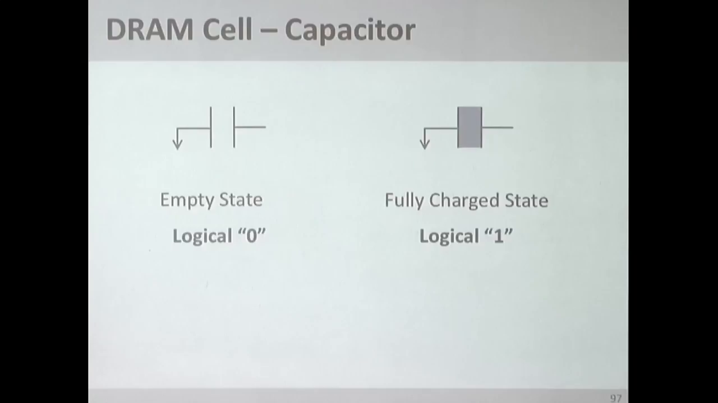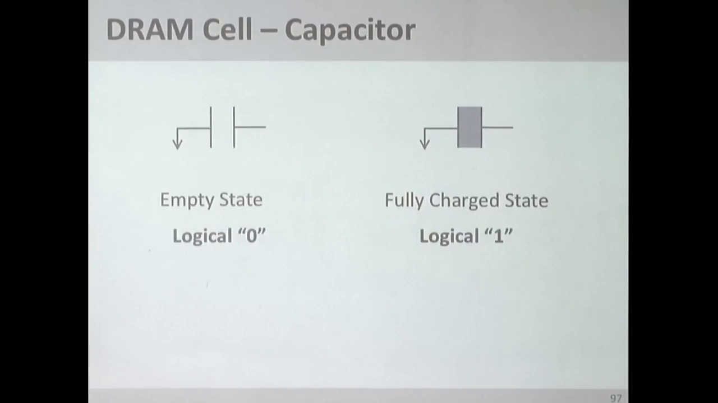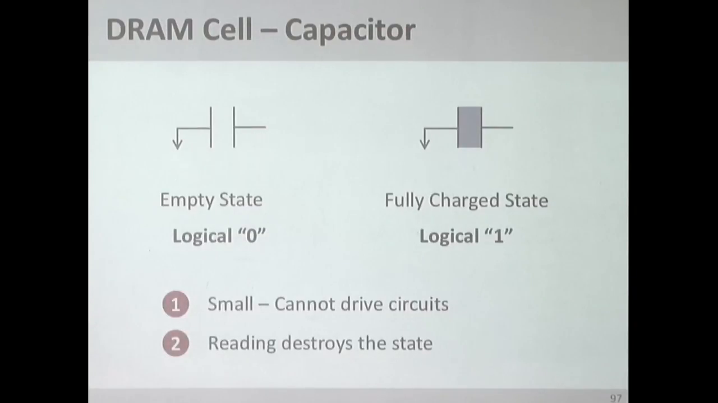On the other hand, a DRAM cell is capacitor-based. You have an empty state, logical 0, let's say. You have a fully charged state, logical 1, let's say. The DRAM cell is very small. It cannot drive circuits. And in fact, the sense amplifier that I'm going to show, and it's not going to be to scale, the size of this today is more than 100 times the size of each of these DRAM cells. Because this needs to drive stuff, whereas this doesn't need to drive much. And this also needs to be small so that you can have more capacity, right? That's the idea. OK. And reading destroys the state because it's capacitor-based.